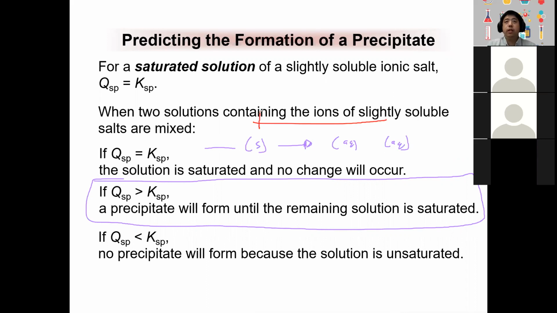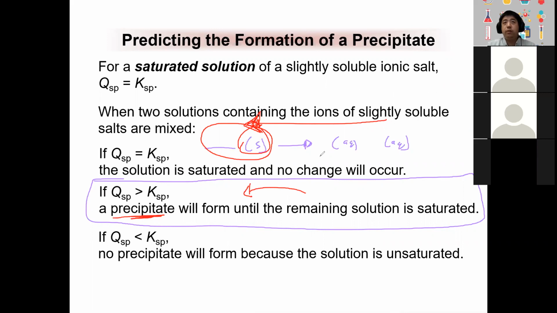It will shift to the left. What do I have on the left side? What type of substance do I have on the left side? Well, it is a reactant, yes. What phase is it in? It is a solid. If Qsp is greater than Ksp, it's going to shift to the left. When it shifts to the left, it is making a solid. That is why a precipitate forms.